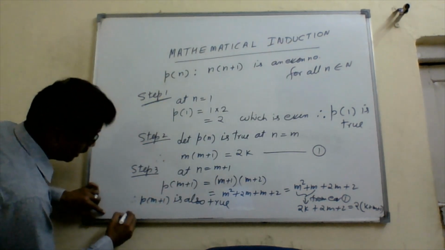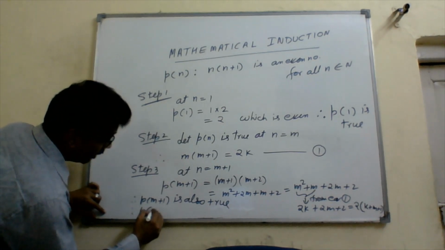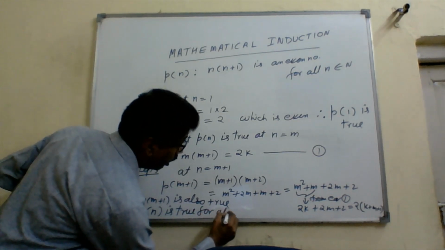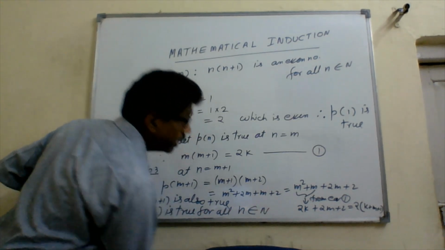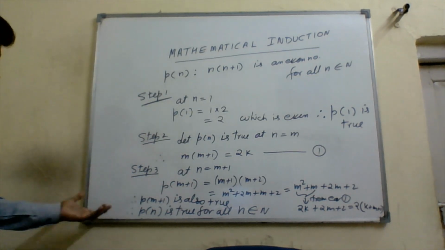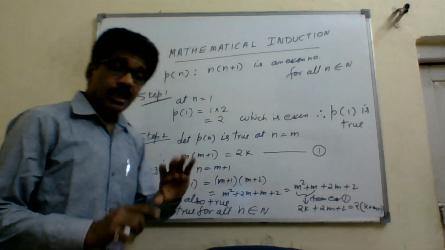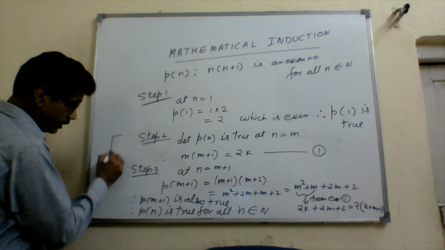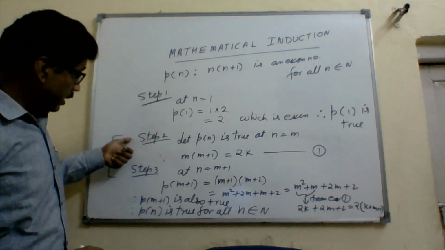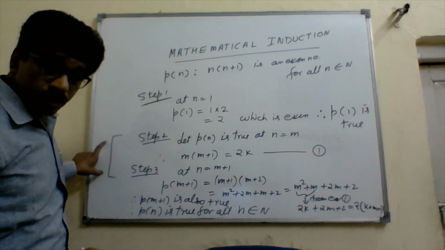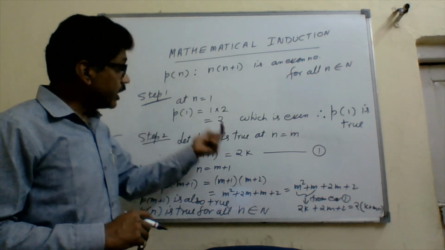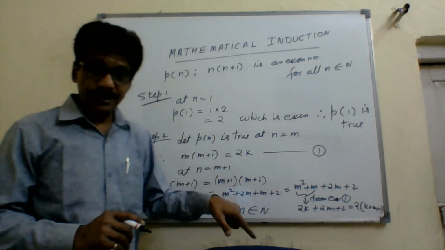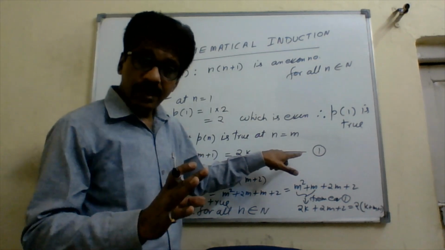And finally we write, therefore Pn is true for all n belonging to natural numbers. Because actually we have shown, in these two steps, we confirmed that if this statement is true for some value m, then it is true for m plus 1 also. And m can be any natural number.